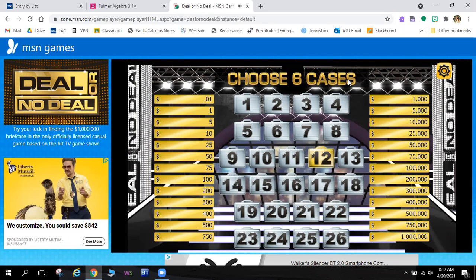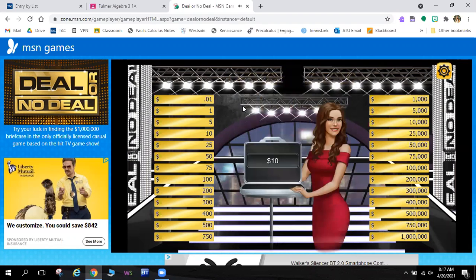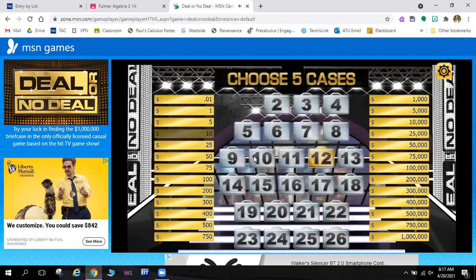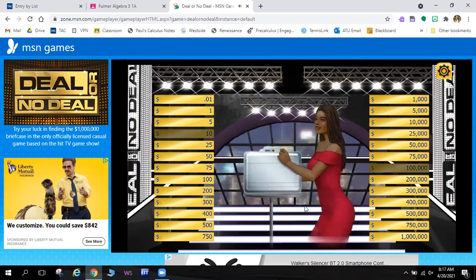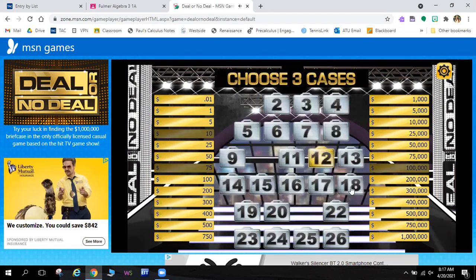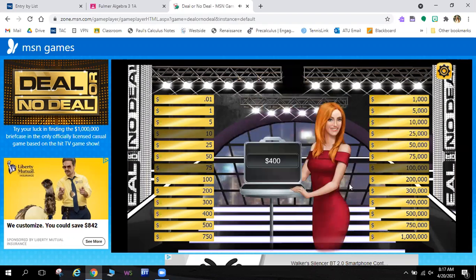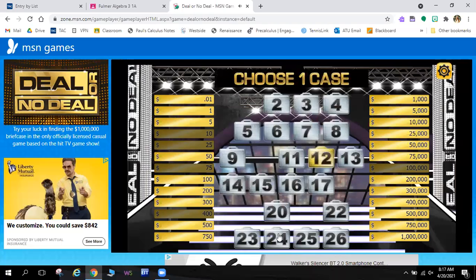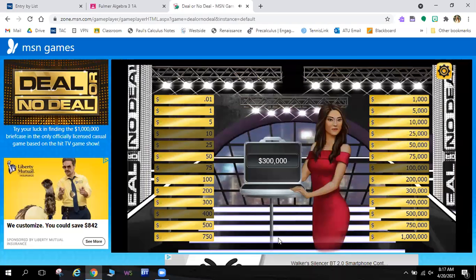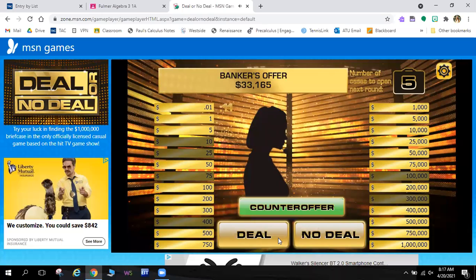The first round, you're going to choose 6 cases to open. When you open a case, the value that's inside that case gets eliminated. So choose 10 cases or 6 cases. One more. Okay, after you choose the number of cases for each round, it's going to give you an offer from the bank.